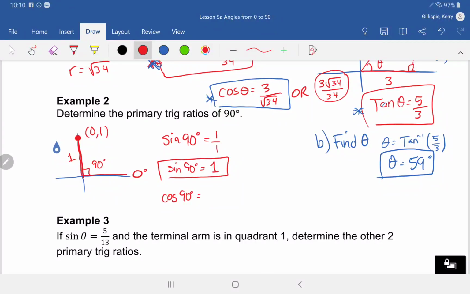Let's do cos of 90. Cos was x over r. X is 0 because of this coordinate. And the radius of this imaginary circle is also 1. And if you were to type cos 90 in the calculator, you'll see the answer is 0.